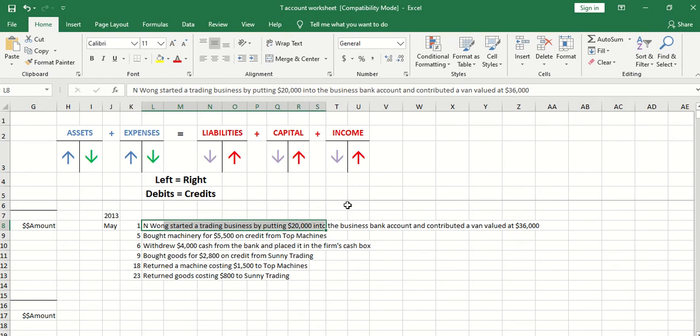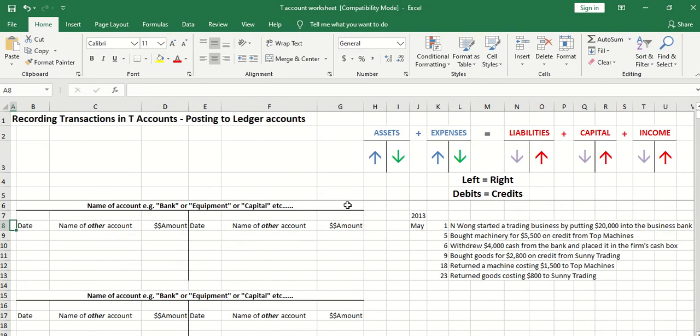He started a trading business by putting $20,000 into the business bank account. N Wong is the owner of the company. Therefore, he is investing in the business. And you should remember, if you're investing in the business, you're going to use the capital account. So I'm going to label this T account as a capital account. Capital account is obviously capital. So if I want to increase capital, I put it on the right-hand side.